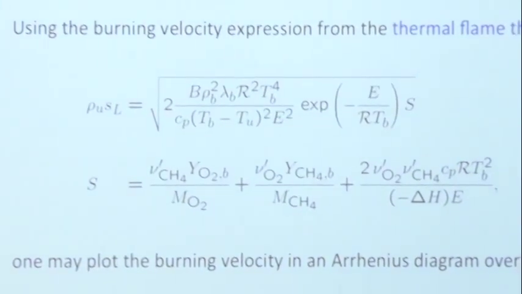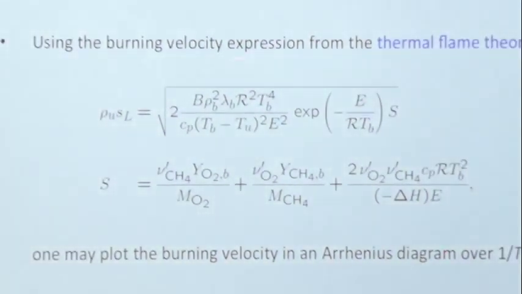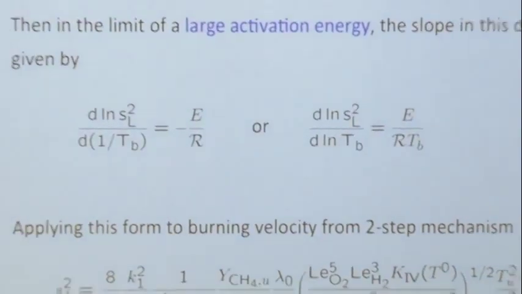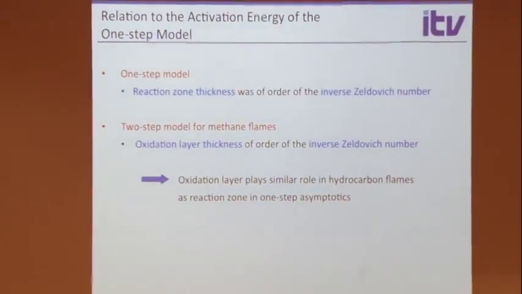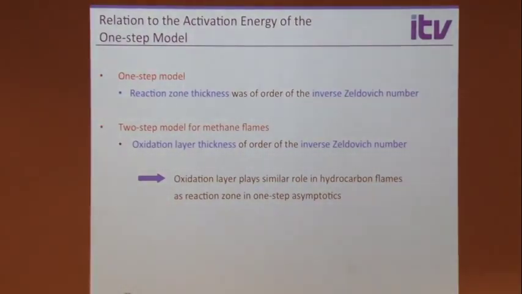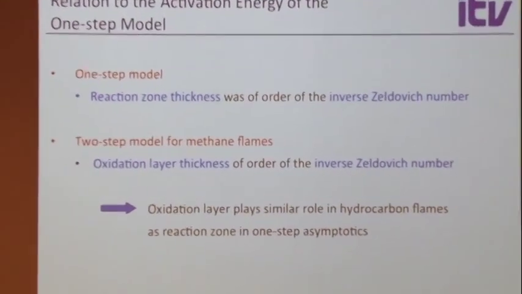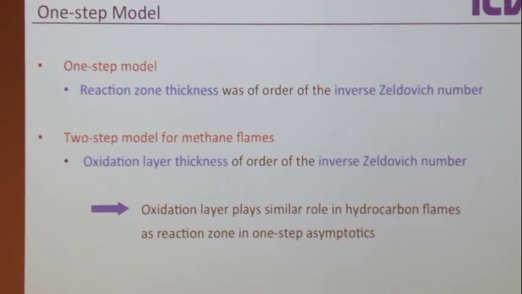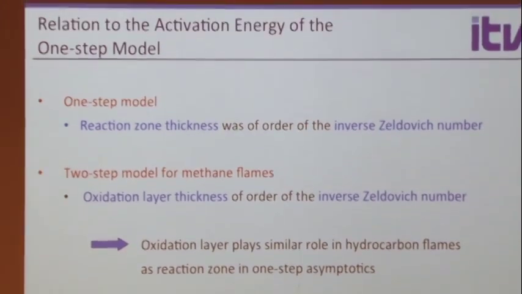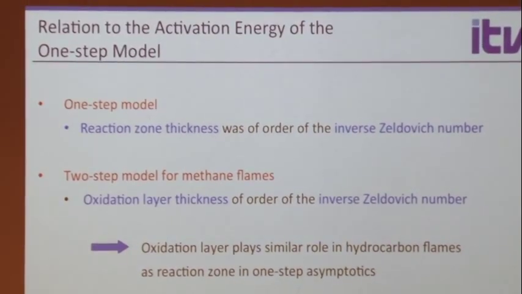Okay, so we can now compare the result we got here and the result we got from the thermal flame theory. There are some details here about this, which I want to skip. And just here at the end, I want to say what the main difference is. In the one-step model, you see that the reaction zone thickness was of the order of the inverse of the Zeldovich number. That's what we found in the analysis. And in the two-step model here, it turns out that the oxidation layer thickness is of the order of the inverse of the Zeldovich number.